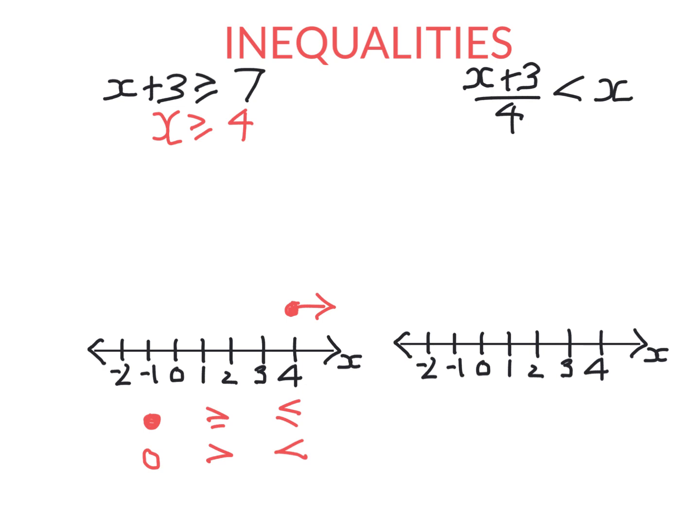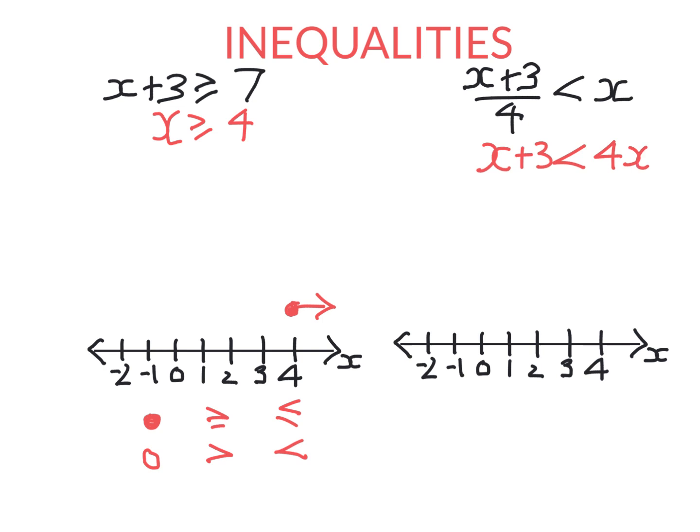So you might have already guessed that the way we solve inequalities is pretty much the same as solving equations. There's just one difference that I'll go through on the next slide. But if we have an equation like this, we're going to do exactly the same as we would if this were an equal sign. We'd get rid of the fraction first, and we'd end up with x plus 3 is less than 4x.